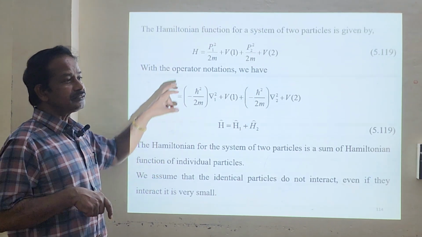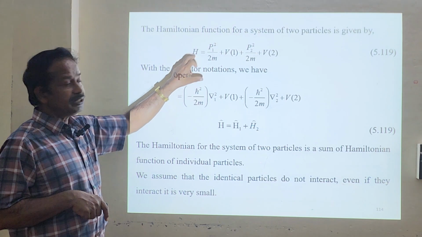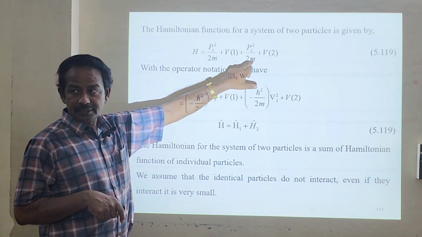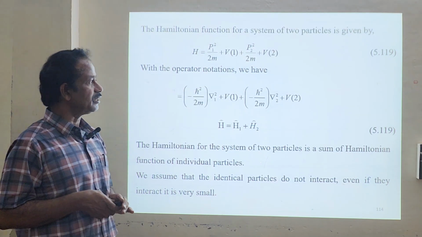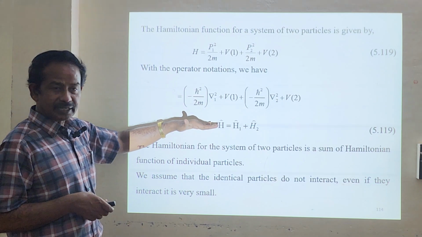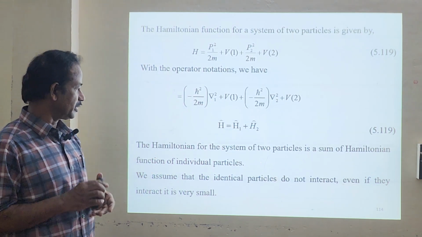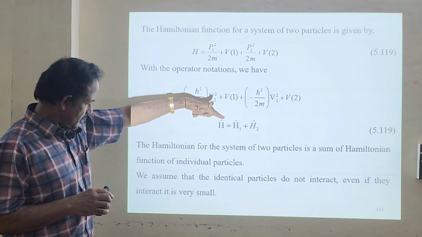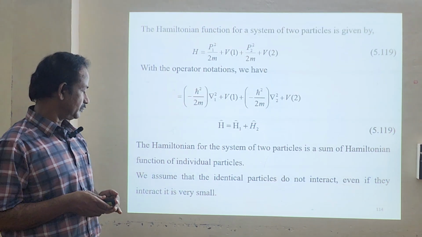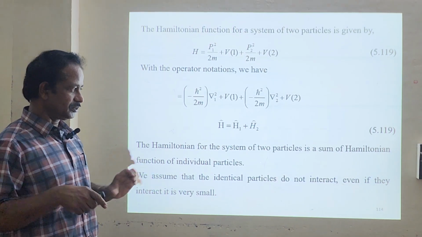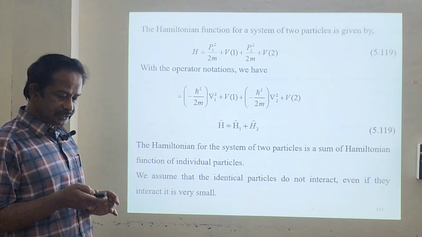If you have two particles, your total Hamiltonian will be the kinetic energy of the first particle plus the potential of the first particle plus the kinetic energy of the second particle and the potential of the second particle. We know this already, in terms of operators. And the total Hamiltonian will be H1 plus H2. The Hamiltonian for the system of two particles is the sum of the Hamiltonians of the individual particles. We assume that identical particles do not interact. Even if they interact, it is very, very small.